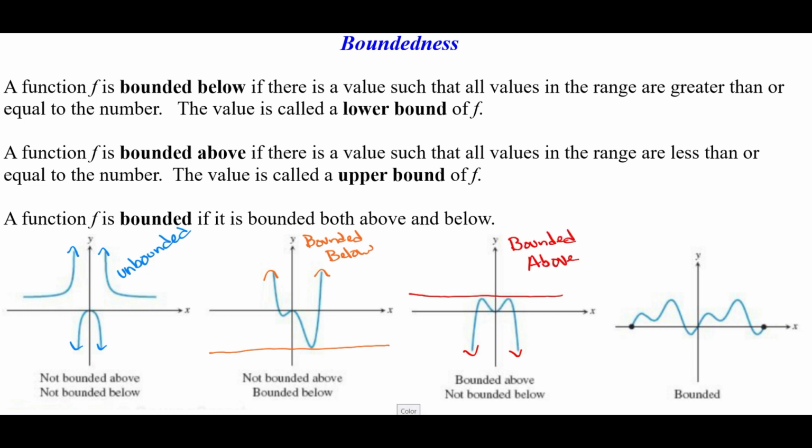And this last example, this graph has endpoints on it. So this graph stops at those solid dots, including those dots. But this graph is never going to go below this line. It's never going to go above this line. So it's both bounded above and below. So then we just say that this graph is bounded.